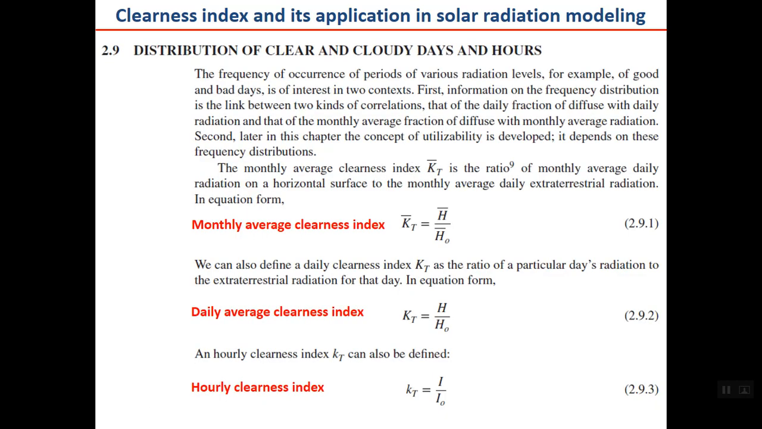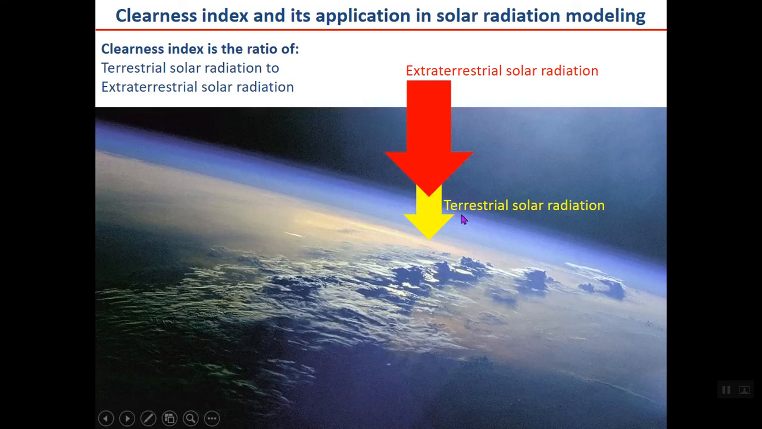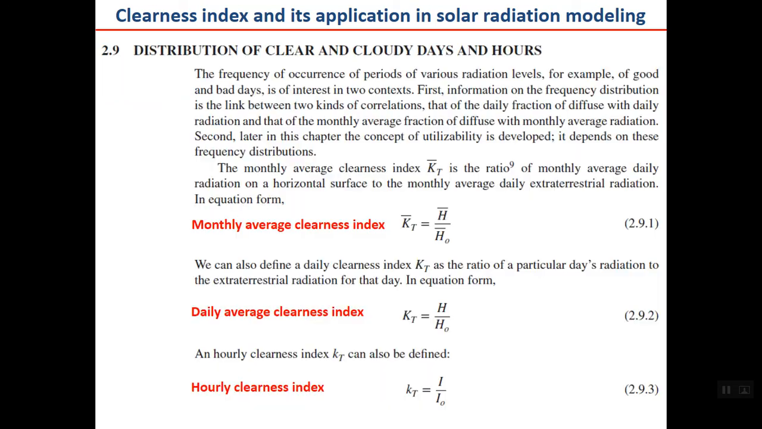Okay. Section 2.9 of your book discusses the distribution of clear and cloudy days and hours, which is the topic of Clearness Index. But as you can see here, 3 types of Clearness Index are defined, because when you say it is the ratio of solar radiation on Earth to the solar radiation at the top of the atmosphere, one may ask, okay, but at which time of the day, or, for example, which time of the year?